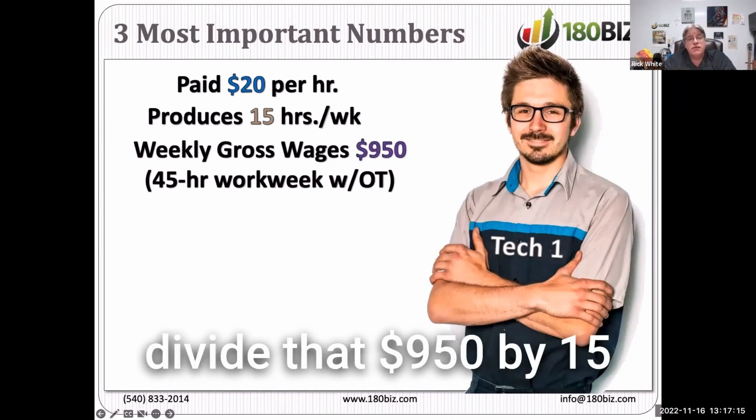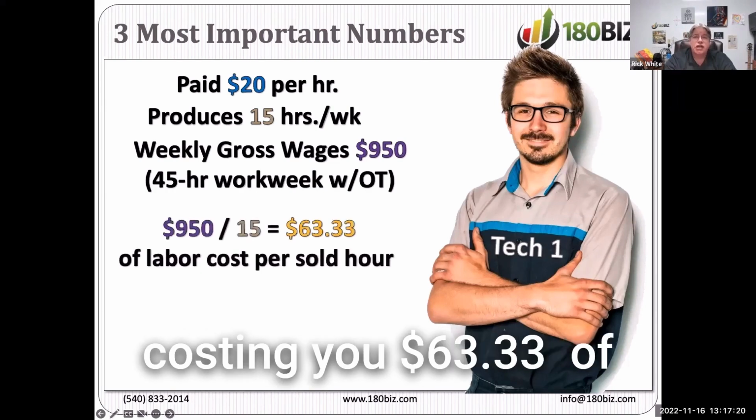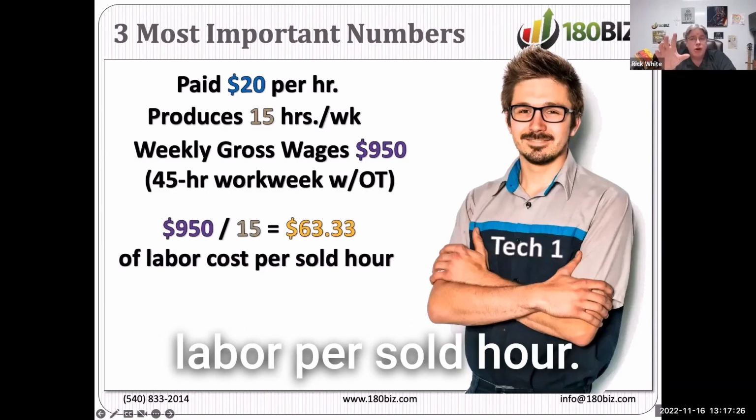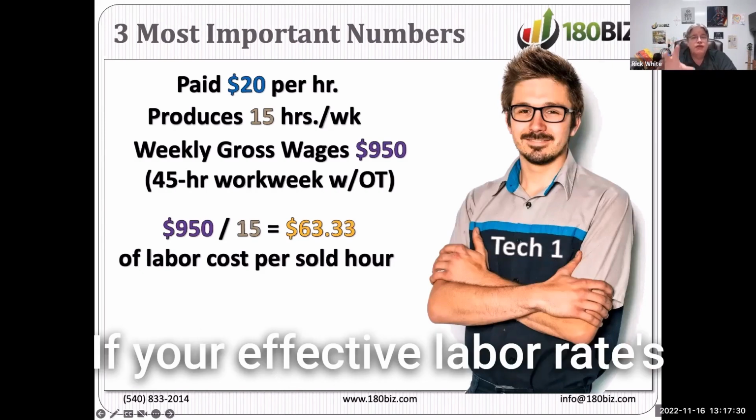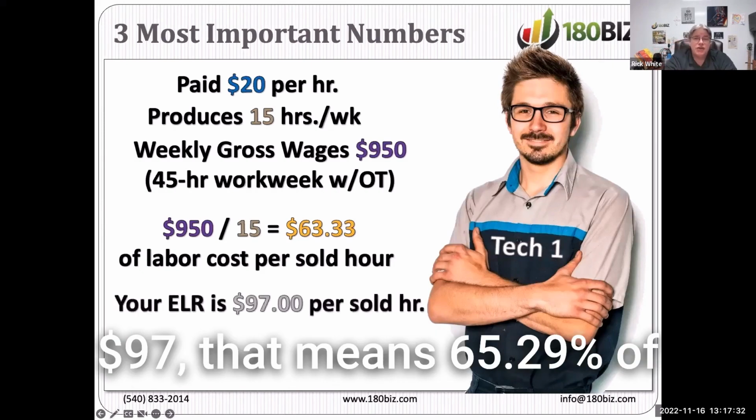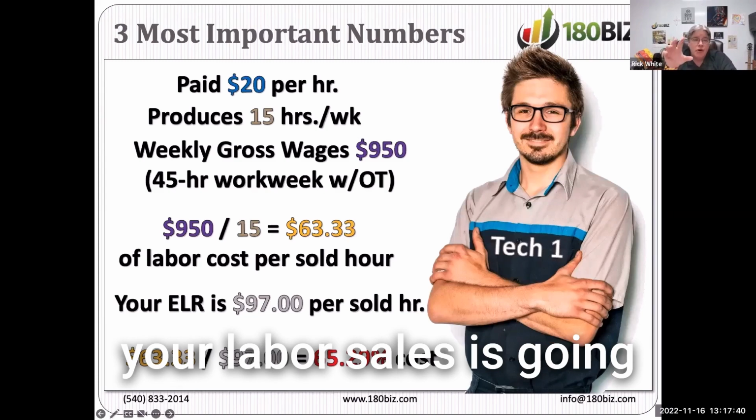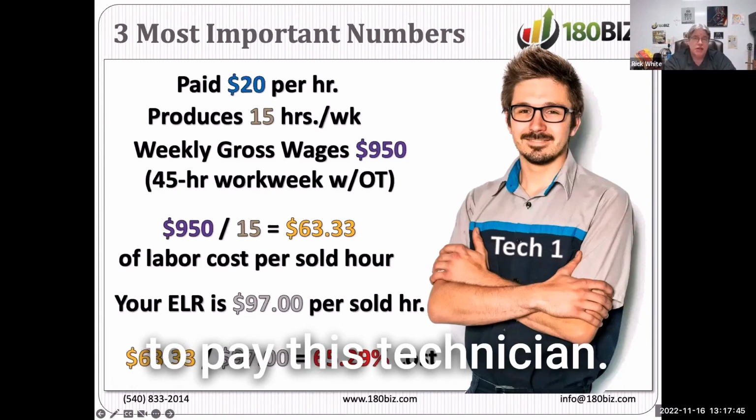So what we do is we divide that $950 by 15 hours, and this tech is costing you $63.33 of labor per sold hour. Think about that for a second. If your effective labor rate's $97, that means 65.29% of your labor sales is going to pay this technician.